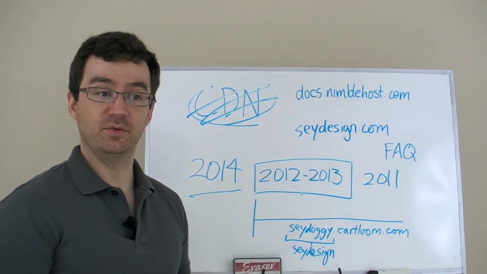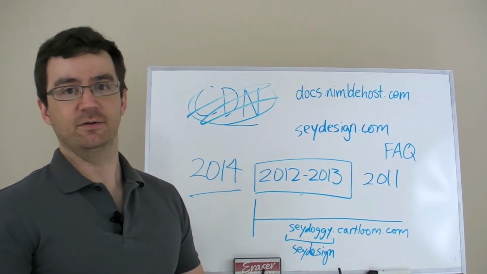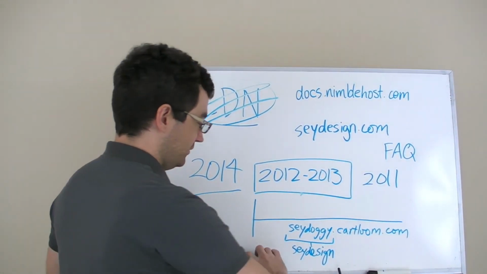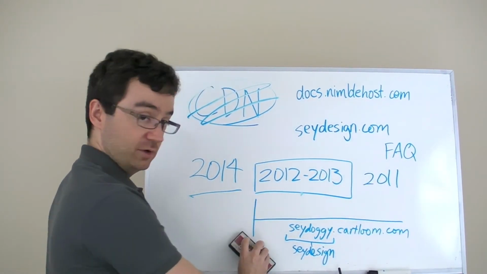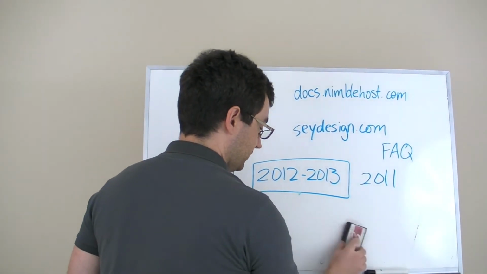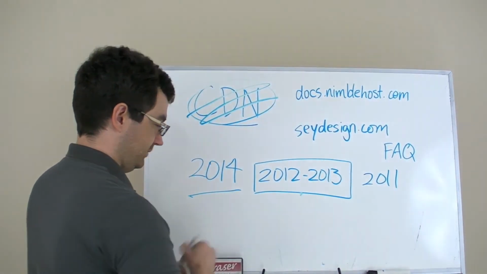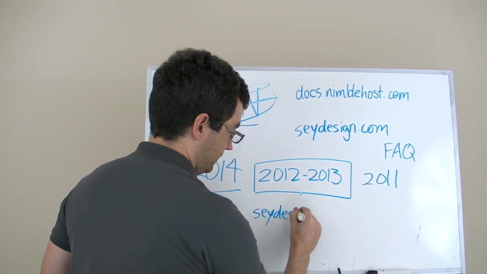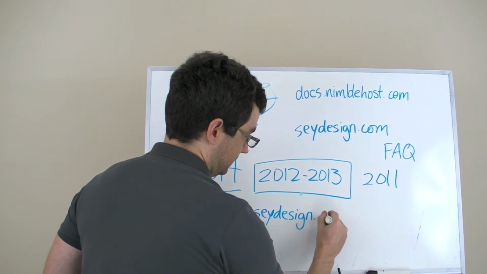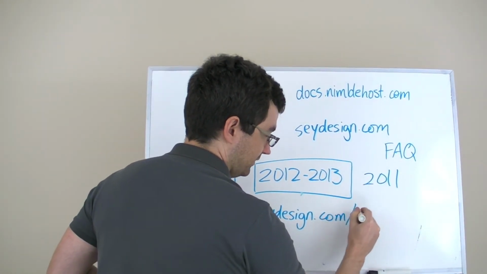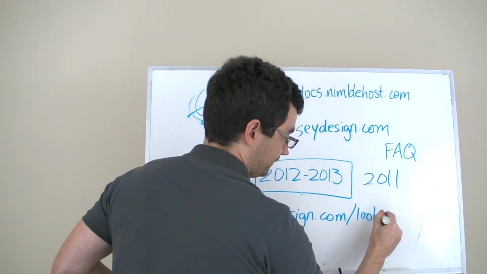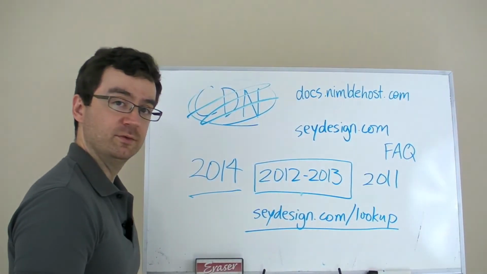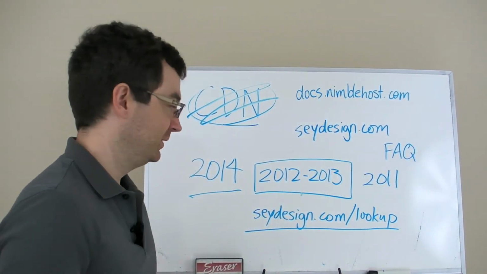Now let's say, for example, that you can't find your original download link. Not a problem. If you visit the seyDesign order lookup form, and I'll give you that URL here. So if you go to seyDesign.com/lookup, this is the order lookup form for all seyDesign products.